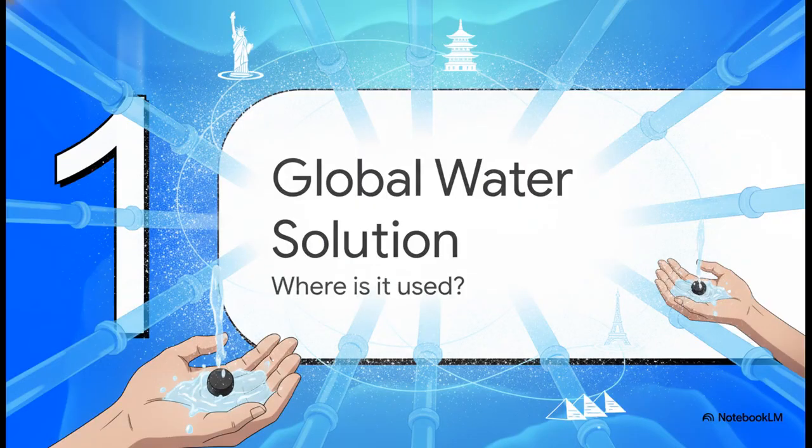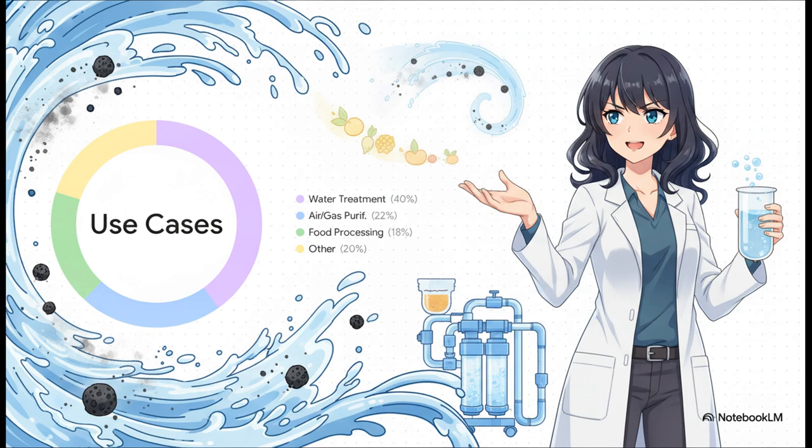Okay, Section 1, the global water solution. Let's start with the big picture. Where is all of this incredibly valuable activated carbon actually being used? Well, a whopping 40% of the world's activated carbon consumption is dedicated entirely to water treatment. It's the absolute largest application out there, beating out air and gas purification at 22% and stuff like pharmaceutical industries and food processing at 18%. This really proves that activated carbon is a critical pillar of environmental pollution control.